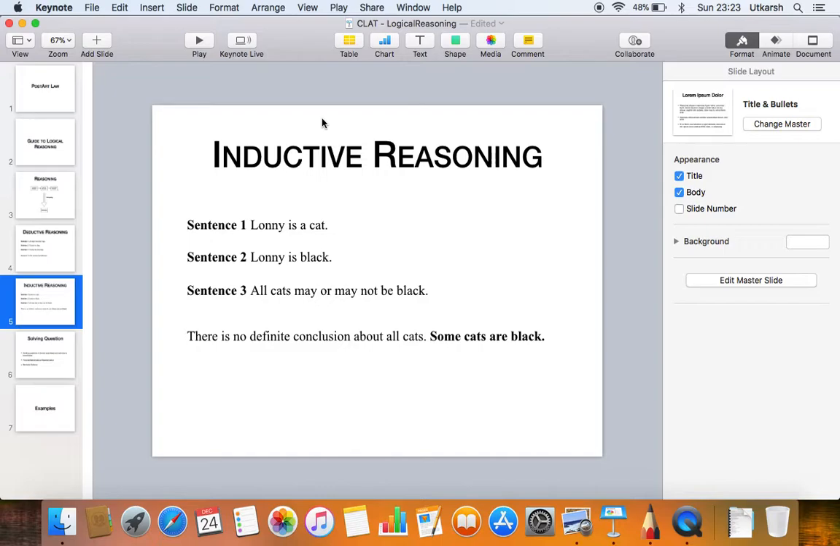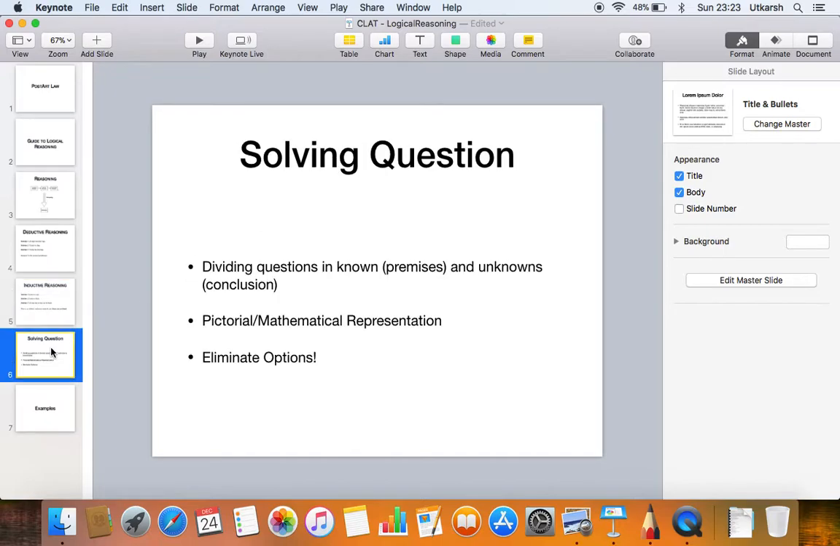So that's it. That's all the theory we need to solve logic questions in CLAT. So let's look at these three steps to solving logic questions in CLAT. The first is dividing the question into knowns and unknowns, right? So all you have to do first is segregate your knowns and unknowns. Don't try to come to conclusions the minute you see the question. That is a very wrong practice.